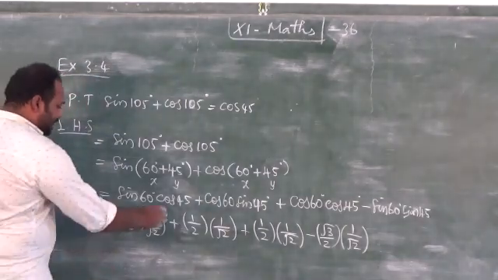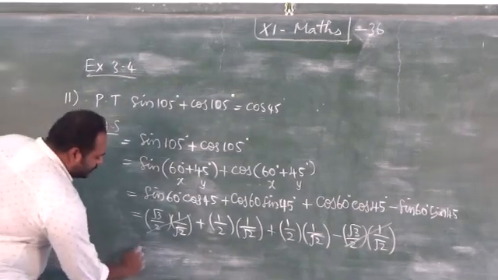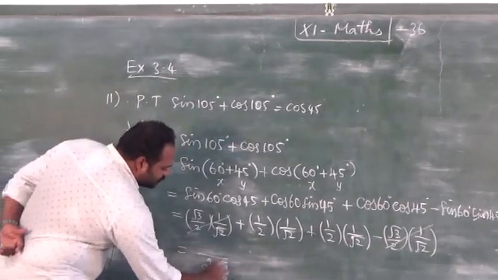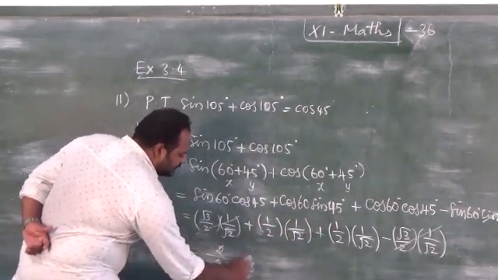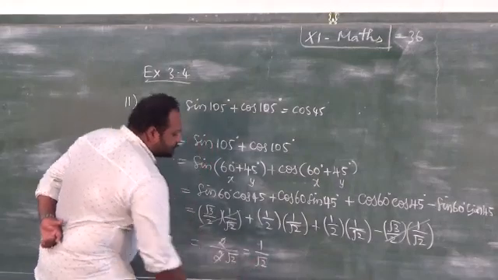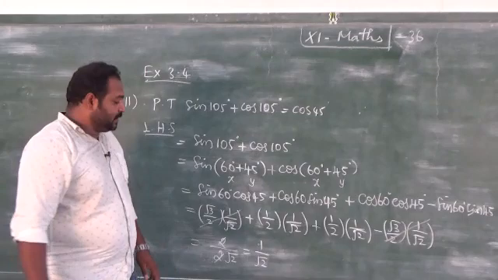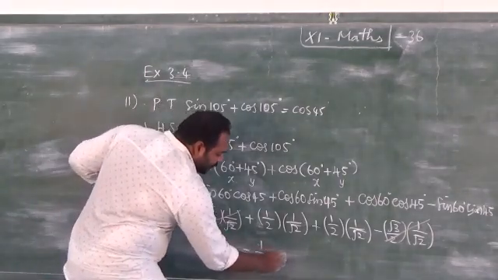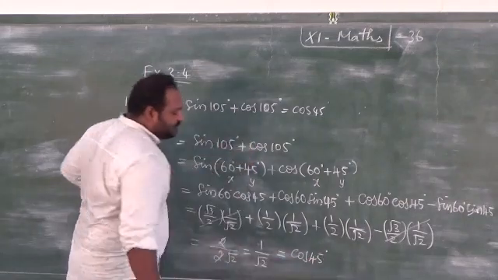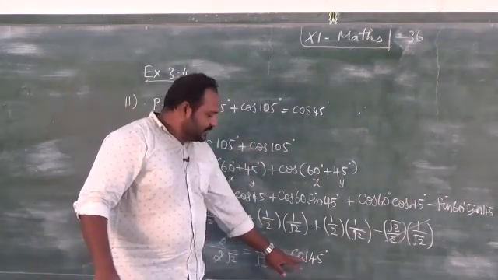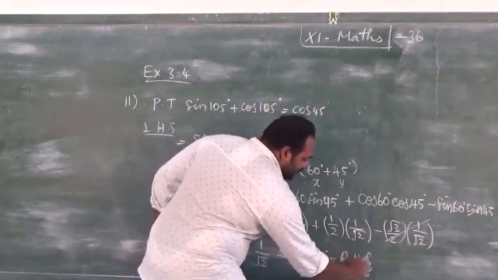We see here we can have a cancellation; this value and minus this value will be cancelled. Remaining, we have a common denominator 2 root 2. The numerator 1 plus 1 is 2. If I cancel this, the answer is 1 by root 2. But we have to prove cos 45 on the right hand side. We know the value of cos 45 is 1 by root 2, so instead of that, we can write cos 45. It is the RHS. Hence proved.